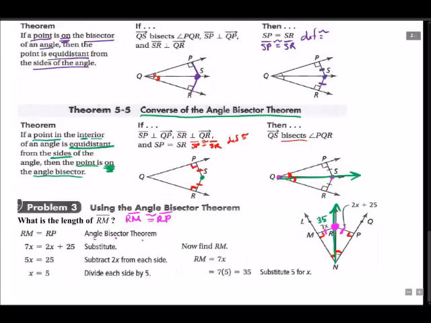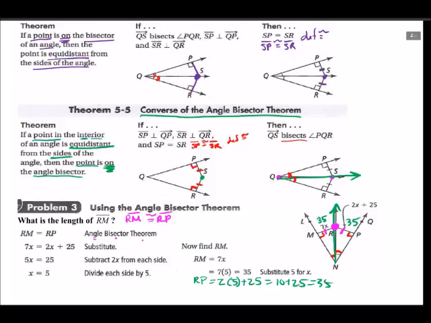If we do segment RP is 2 times 5 plus 25, it's 10 plus 25, it's 35 as well. That should not be a surprise. We said they were congruent, which means they have equal lengths. This is the angle bisector theorem.